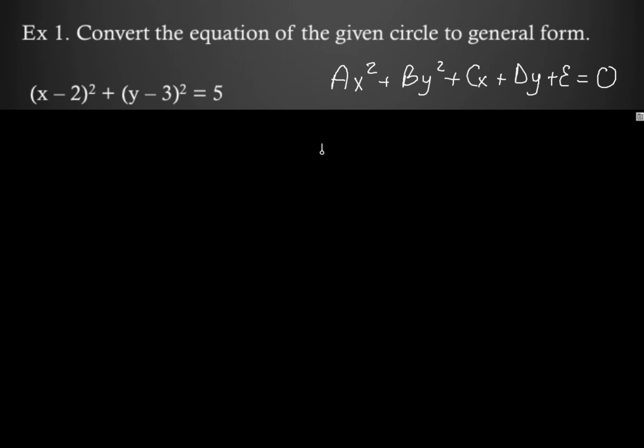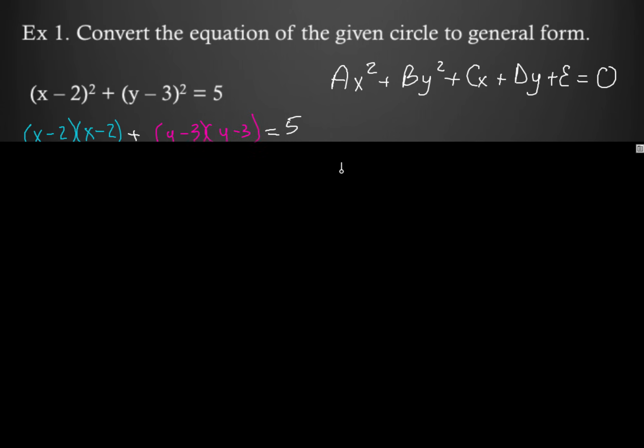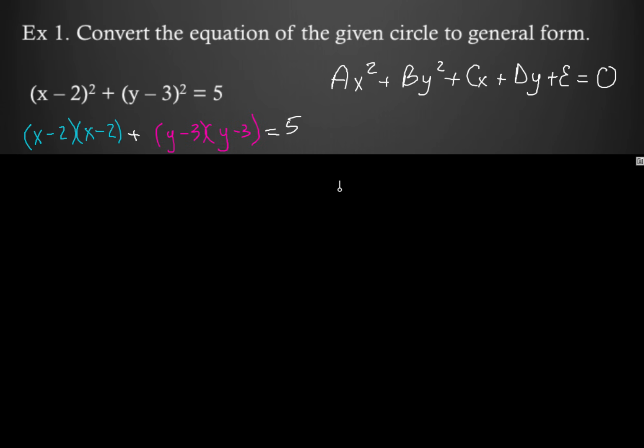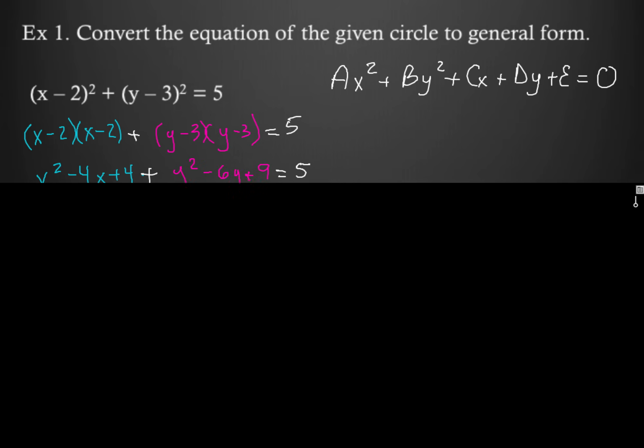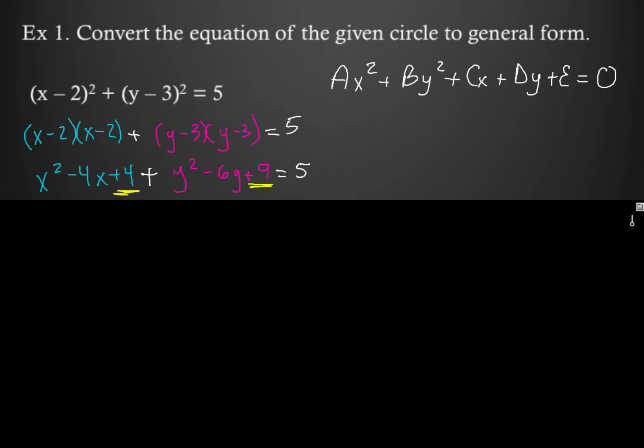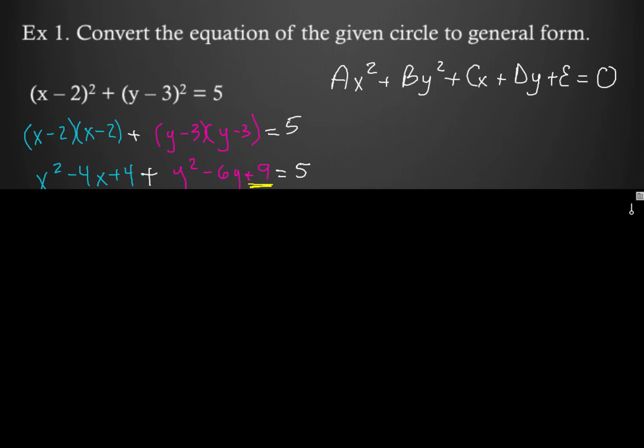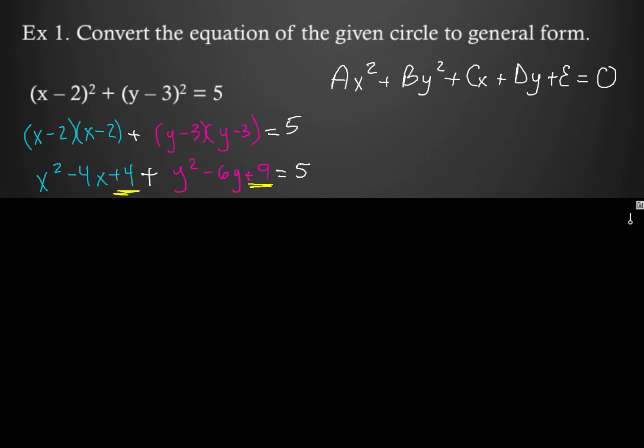Now in order to do that, we're going to take this slow a little bit. First thing we're going to do is take a look at expanding each one of those. I'm going to do this the long way so that we make sure we get this right. When you multiply x minus 2 and x minus 2 together, you'll end up with x squared minus 4x plus 4. And then the same thing when you multiply the quantity y minus 3 squared, you'll get y squared minus 6y plus 9. And again, we still have everything equal to 5.